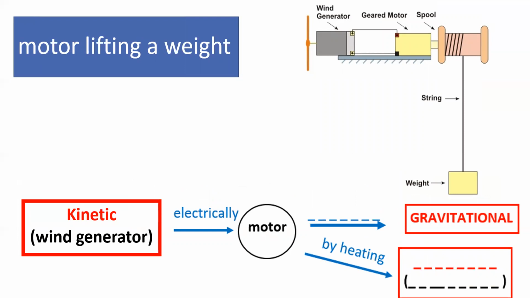Now, let's look at a motor lifting a weight. A motor lifting a weight uses electrical energy. The electrical energy is changed into kinetic energy in the motor. The motor is the energy device, or the energy converter. Any device that uses energy is called an energy converter because basically it's using the energy and changing it from one form to another form. So now we're going to get gravitational potential energy because the object is going up, so it's gaining height. And at the same time, because of the friction, we're going to get some heat energy.